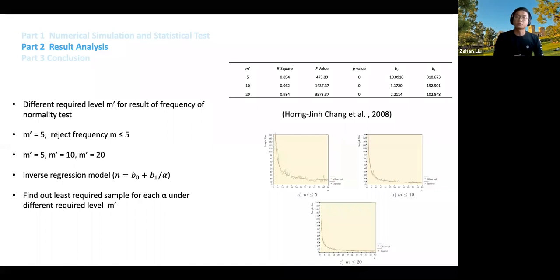Next slide, please. They also define different required levels M prime for the frequency of the normality test. For example, M prime equal to 5 means the rejected frequency M is less than or equal to 5. They are interested in the required levels M prime equal to 5, 10, and 20. They also want to find the relationship between the sample size n and the parameter alpha by establishing a similar inverse regression model and doing the regression. The regression result is shown in this table and this plot. In this way, they can find the least required sample size for each parameter under the different required levels M prime.